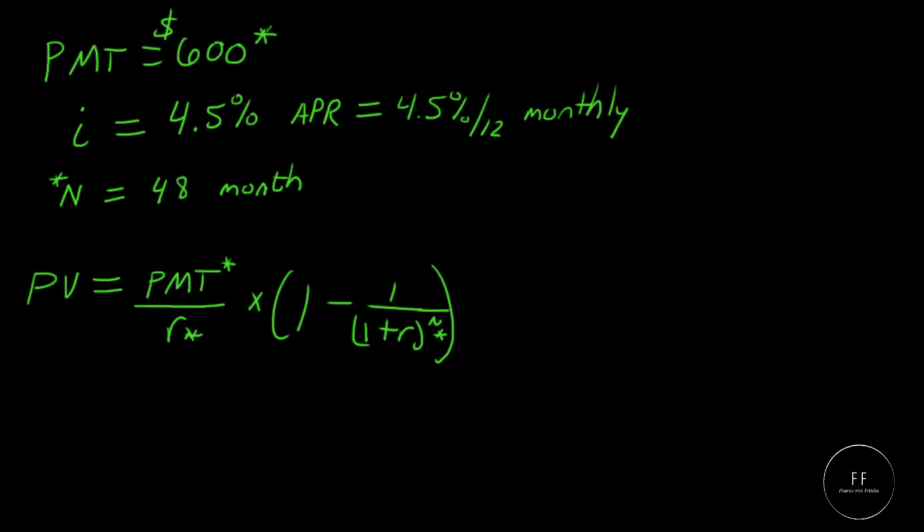So we're going to use months or monthly periods here, so we need to make sure that we have this correct. The first check is this $600. Is this how much we're paying every month? Yes, that is indeed what we're doing. So that's a check there.